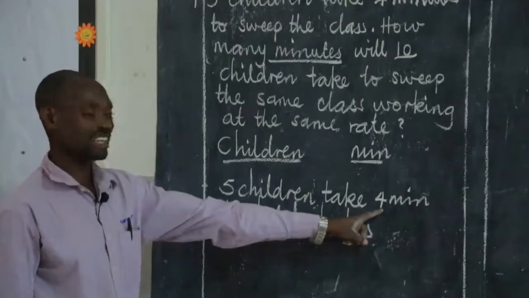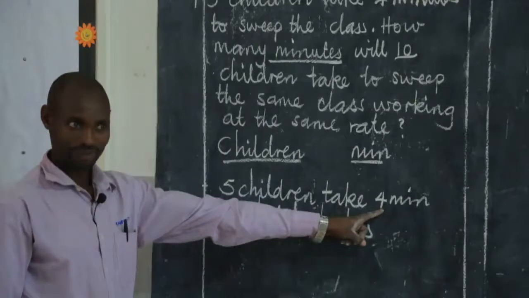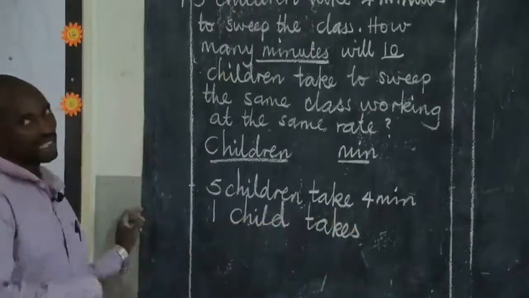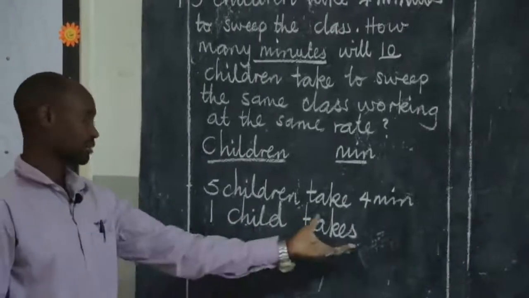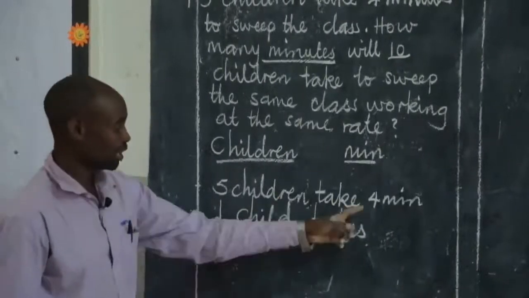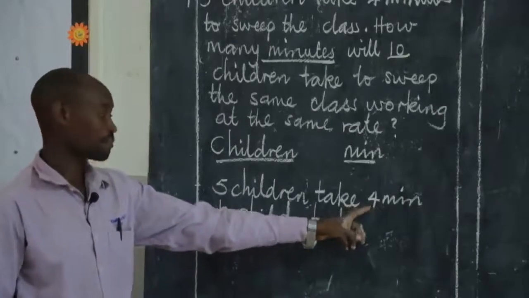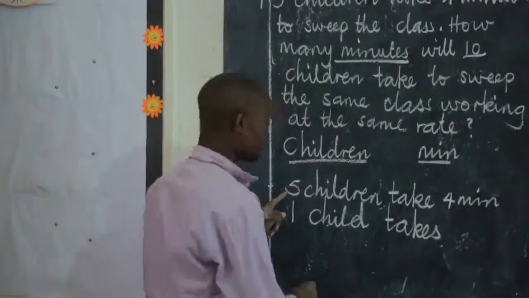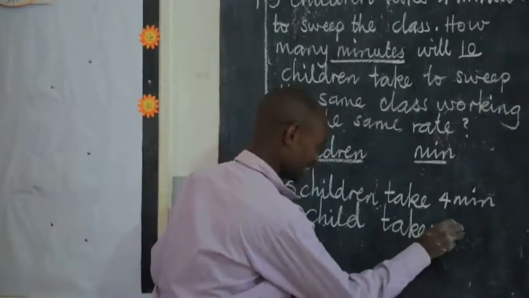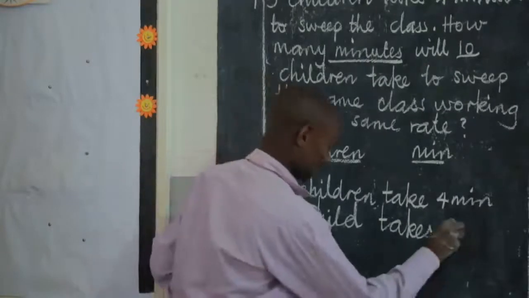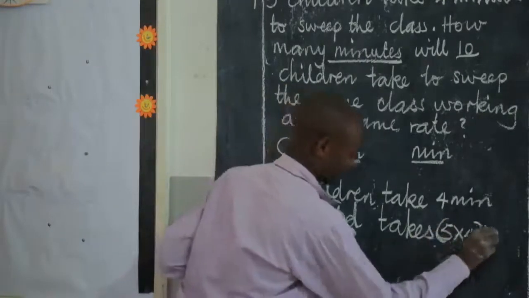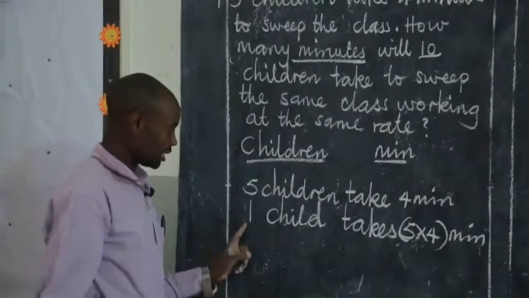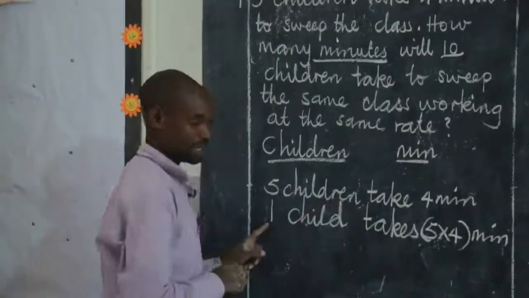Are you going to take less than 4 minutes? Somebody is saying yes. You are 5, you take 4. What about when I tell you to sweep it alone? I think the burden will increase, so you will take more than 4 minutes because you don't have people to help you sweep this class so that you finish it very fast. So it means you will take the time the 5 people will take, times 5. When you are alone, it will be 5 times 4 minutes.